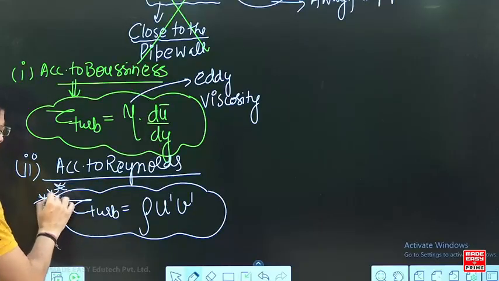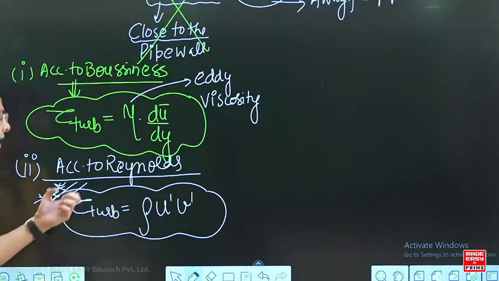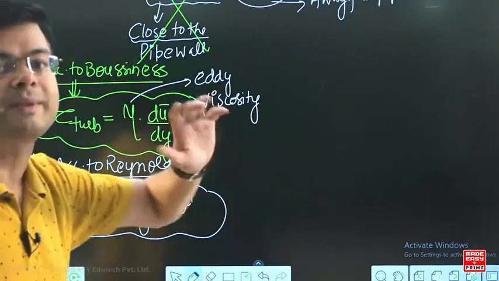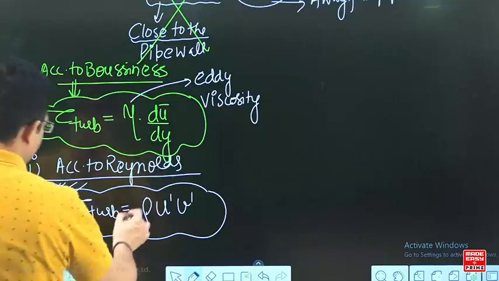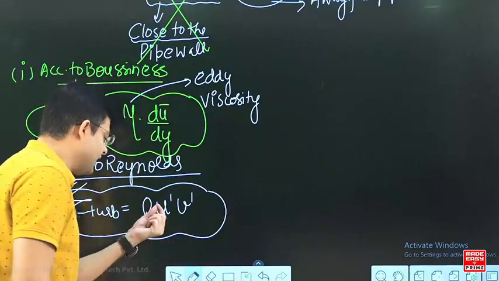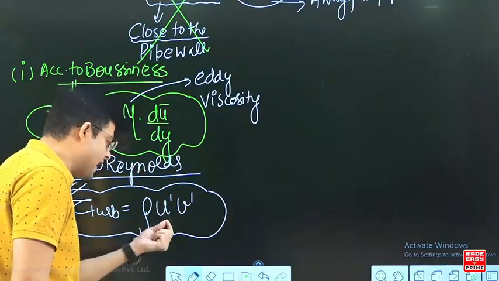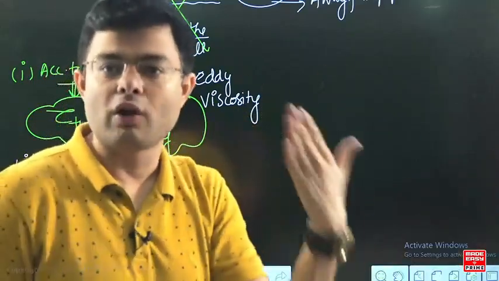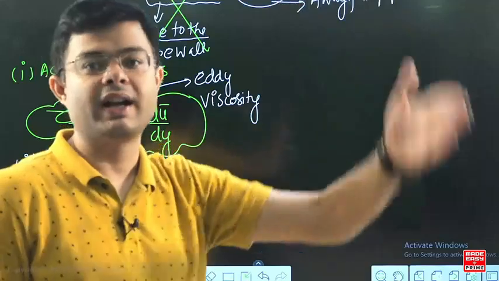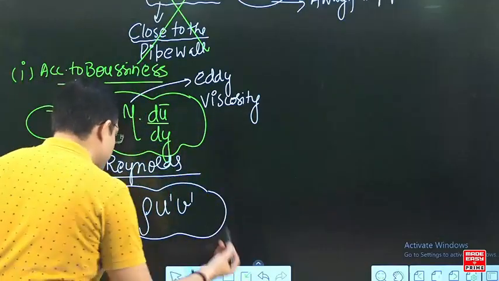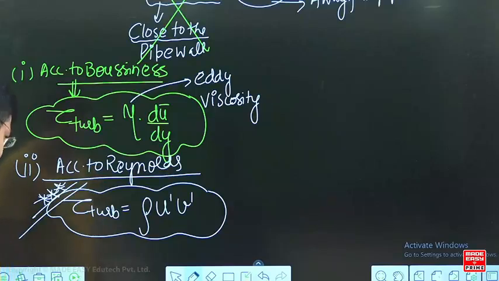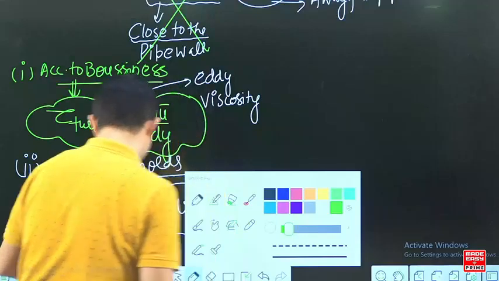Just look at the board. I'm marking stars over this equation, which means you have to remember this equation: rho u dash v dash, where u dash and v dash are the fluctuating components of velocity in the x and y direction. Just look at the board, my dear students.